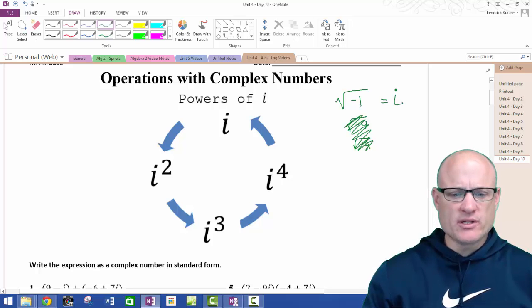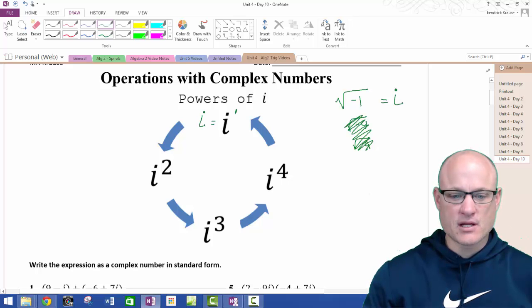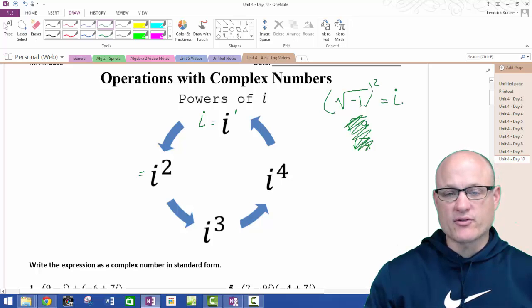Now, when we deal with this i circle, this is i to the 1 power. And i to the 1 power is just i. i squared, now, if i is defined as the square root of -1, and I square that, you'll remember that the square and the square root cancel each other. So i squared is just -1.